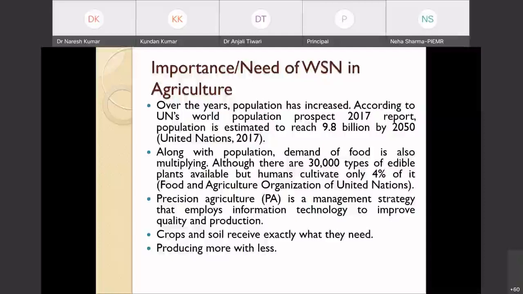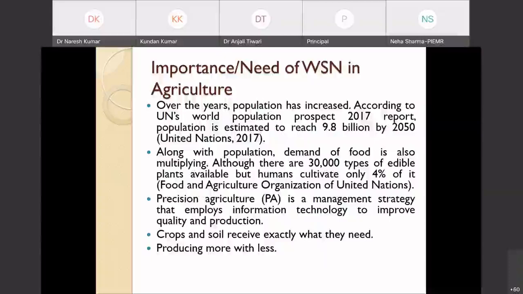So whatever land is available to us, whatever water resources are available to us, we are going to make best use of them with the help of our technology. And wireless sensor network is one of the prominent technologies that has developed over the past few years and has found its path in many applications earlier, such as military, defense, healthcare, and now it is giving more applications in agriculture.